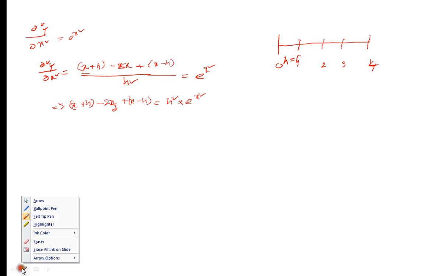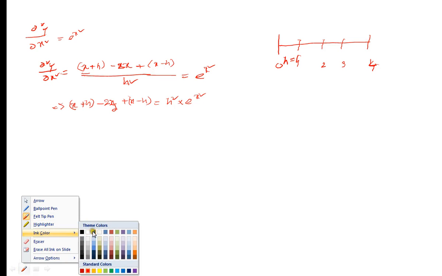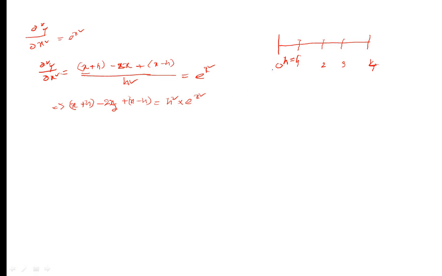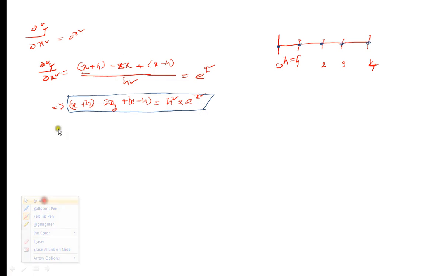I'll change the color so that it will be more visible to you. These are number one, number two, and so on; these are the nodes, and we have to solve this equation at every node. So we'll get x plus h minus 2x plus x minus h equal to h square into e to the power x square.